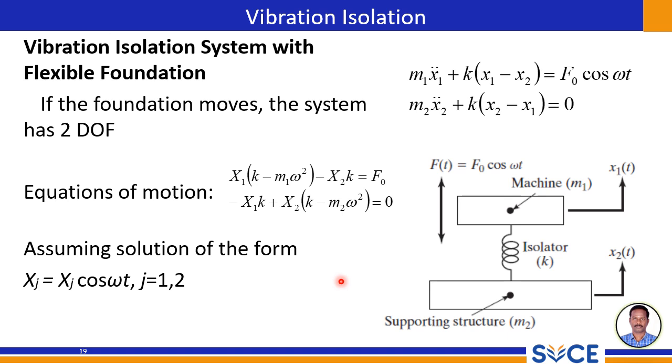X1 and X2 are the amplitudes of the displacements. Substituting the assumed solutions into equations 1 and 2, we may further simplify the equations, and the expression is stated here. This equation allows us to analyze the motion of the machine and the foundation in a system with a flexible foundation. By solving these equations, we can determine the amplitudes of the displacements and understand the system response to the excitation force.